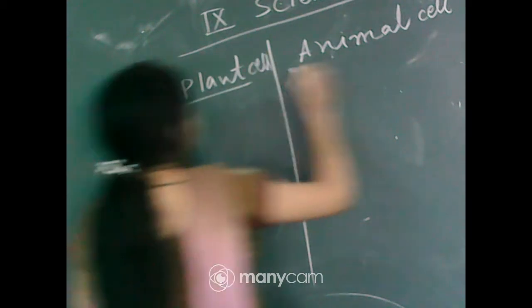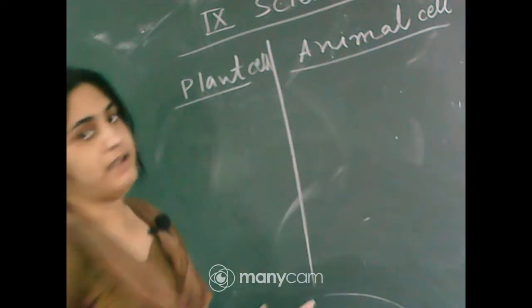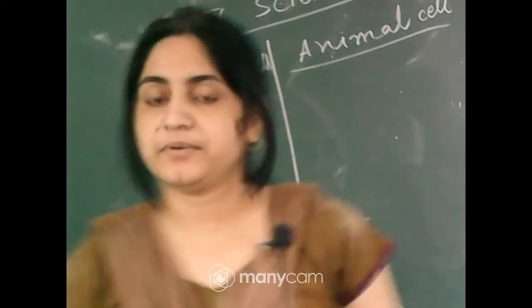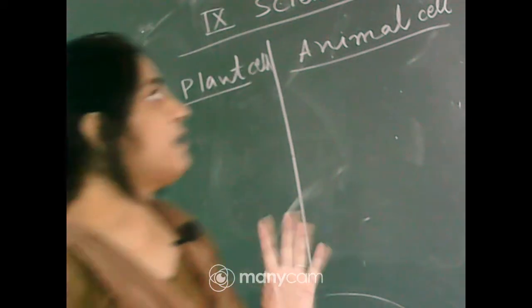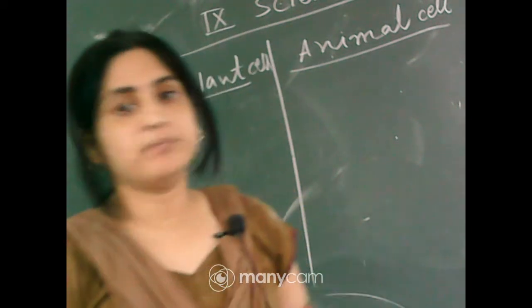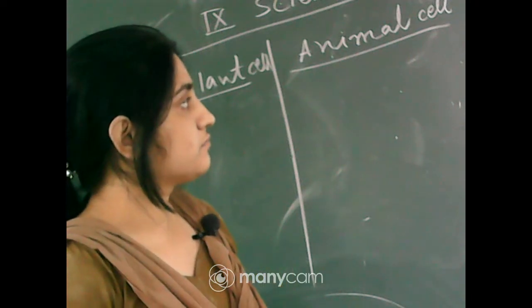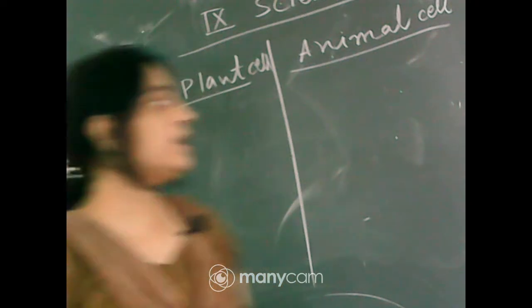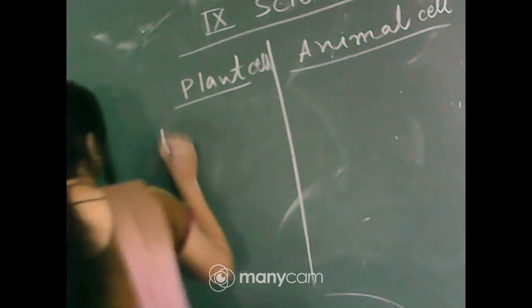So, plant cell first one obviously it has a definite shape, rectangular in shape, but the animal cell does not have any type of definite shape. It is irregular in shape and round in size, okay.